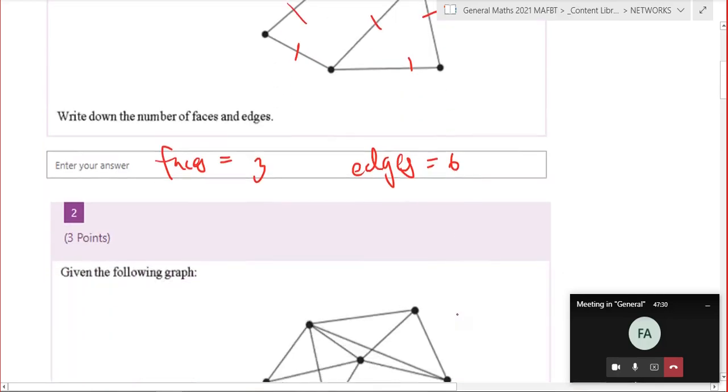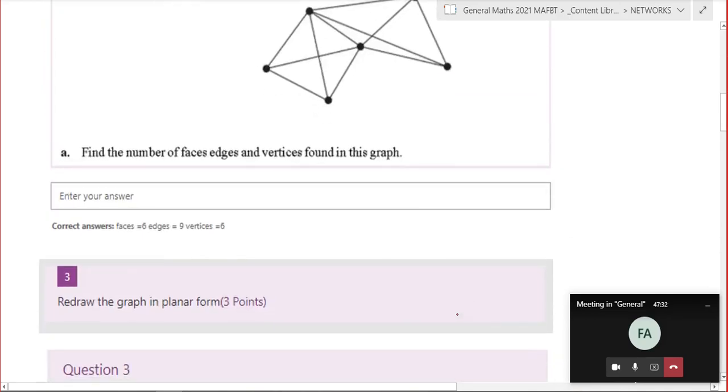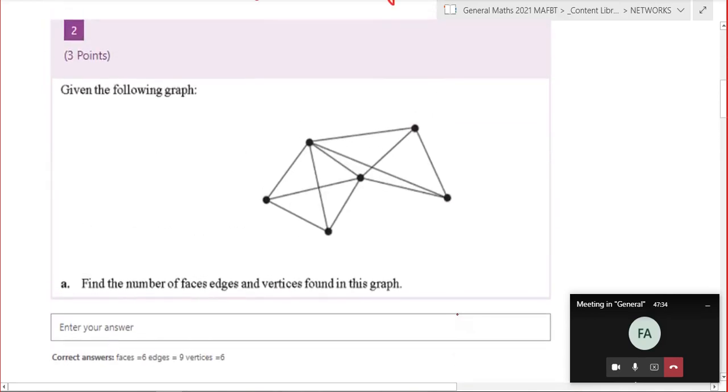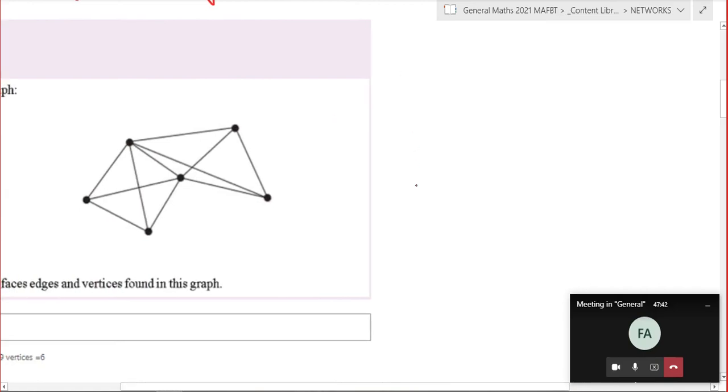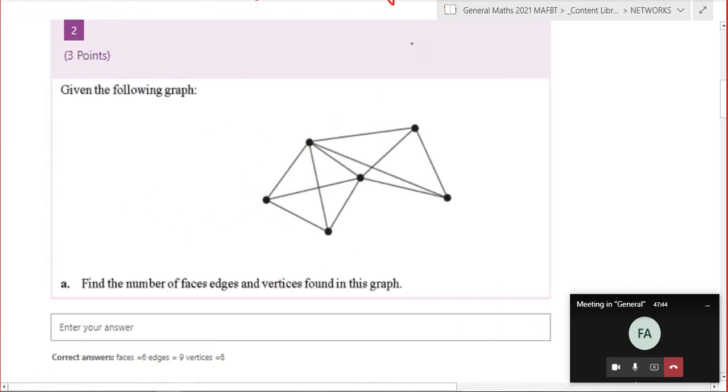Okay, it's easy. Given the following graph, next one, find the number of faces and edges and vertices found in this graph. So the tricky thing with this graph is it's not planar. So you have to make it planar before you actually do this, because what some kids will do is they'll just look at it and say, oh yeah, this has 1, 2, 3, 4, 5, 6, 7, 8, 9. Incorrect, okay? It says here there should be 6 faces. So that doesn't make sense.